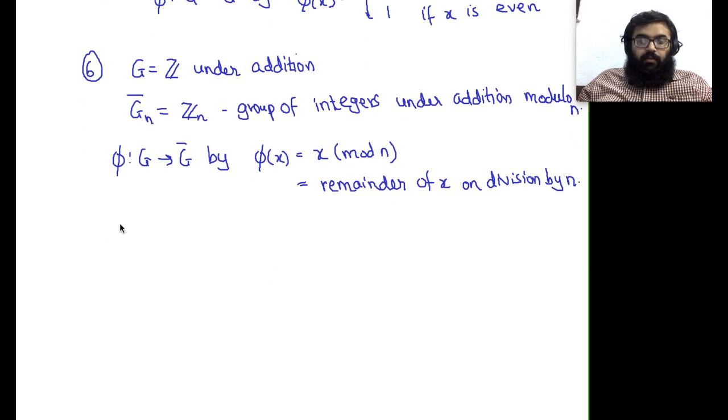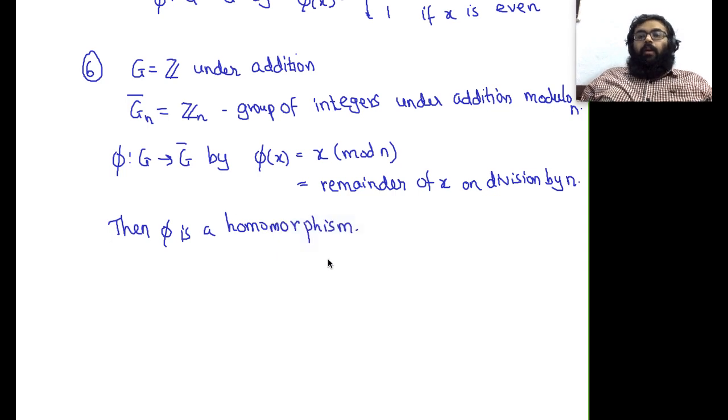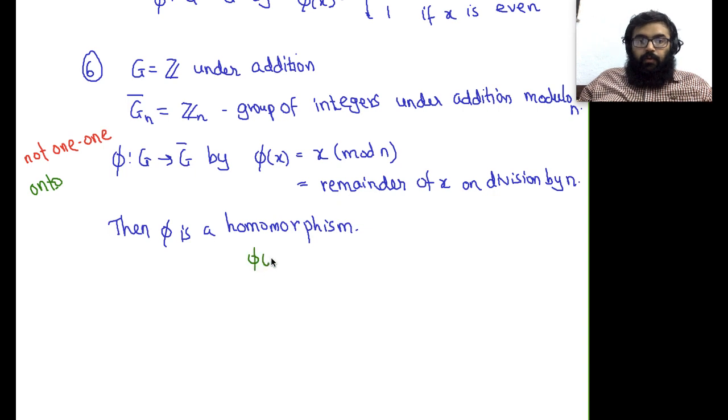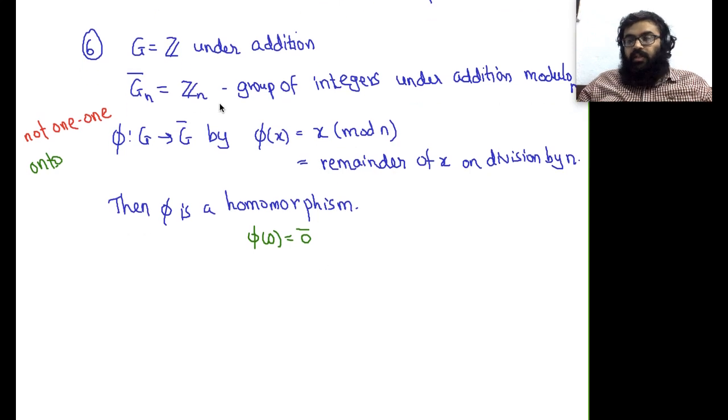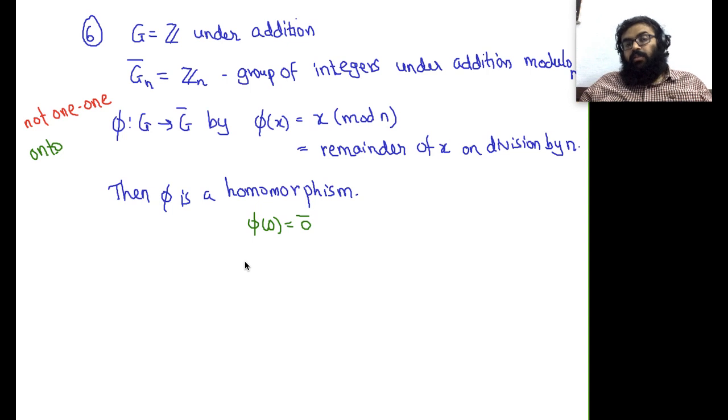Then phi is a homomorphism. Is it 1-1? No, it is not 1-1, but it is onto, as you can check. And phi of 0 is 0 bar, which is in Zn. And what is phi of minus x? Here the additive group is there, so phi of minus x is nothing but minus x bar, which is minus of x mod n.